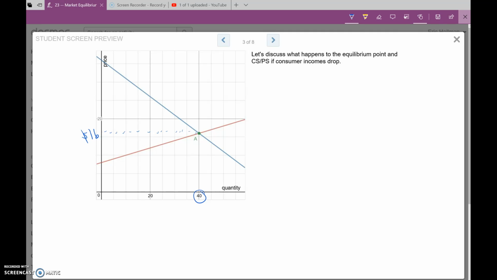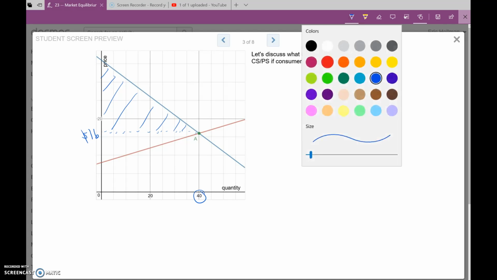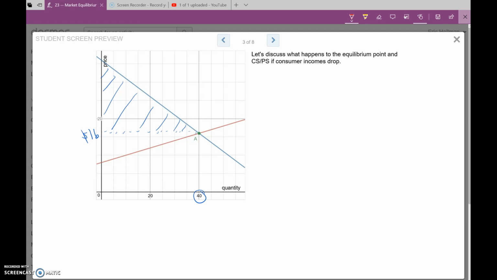Before we start talking about the changes described in the problem, let's shade in consumer surplus. This blue area is underneath the demand curve but above the price. And then producer surplus is the area above the supply curve but below the price line. So those are our initial consumer and producer surpluses.